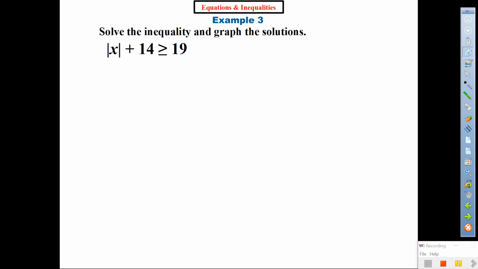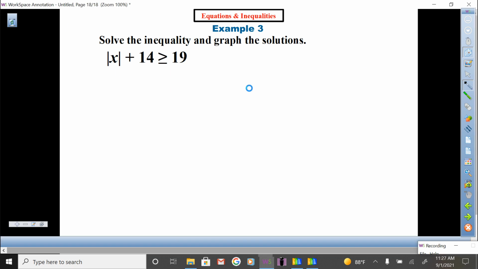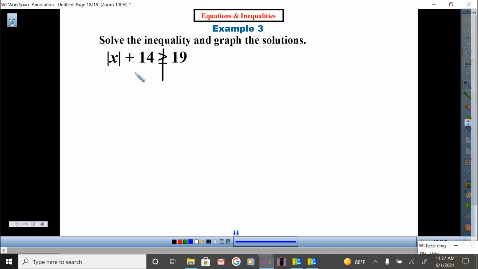Example number 3 reads, absolute value of x, then outside we have plus 14, greater than or equal to 19. Let's do this one together. Line down the inequality symbol. And let's see who can get us started. How about Sandra? What do I do there? Subtract 14 from each side. Thank you. We're left with absolute value of x greater than or equal to 5.